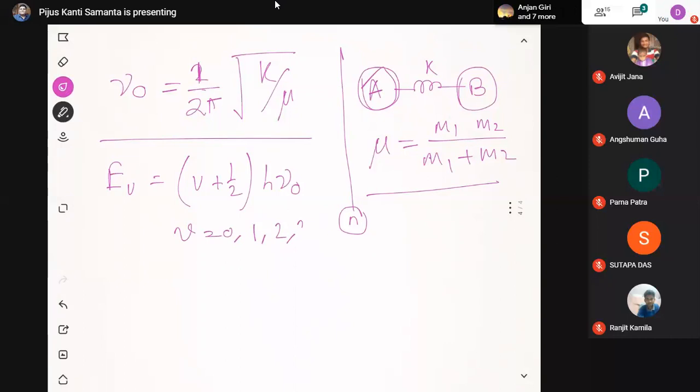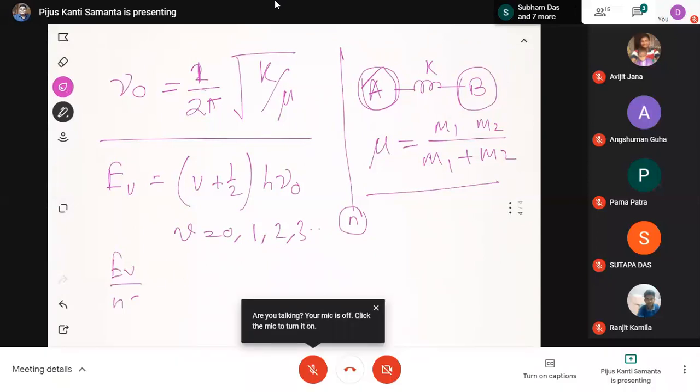Right. Now in spectroscopy, as I have also mentioned earlier, it is very convenient to express this energy in terms of the wave number. So what we do is divide this energy by hc, so it becomes 1 by lambda.